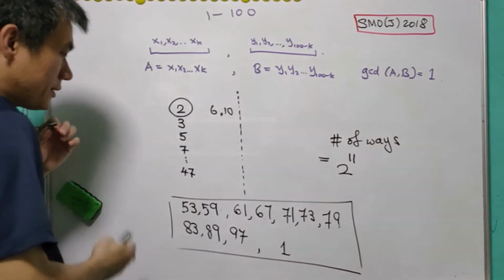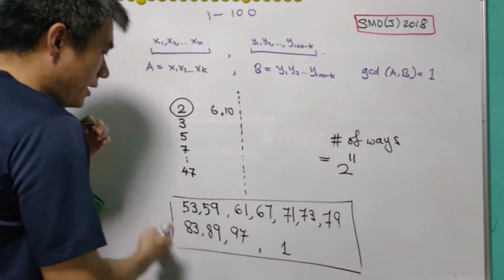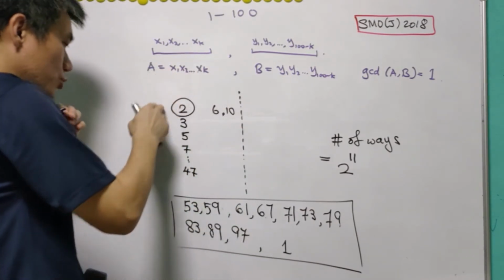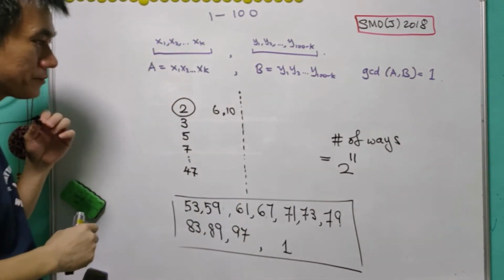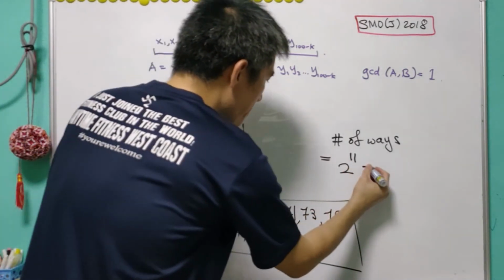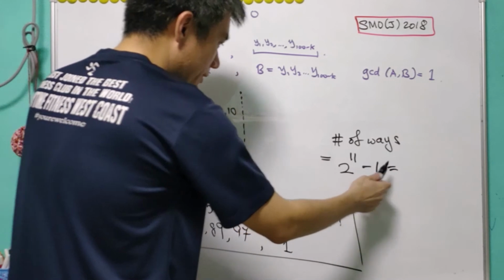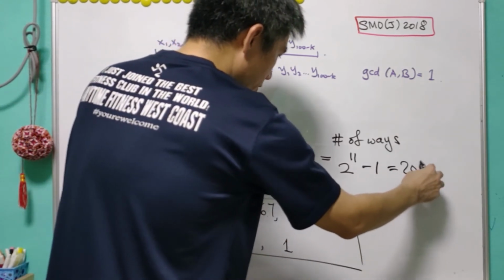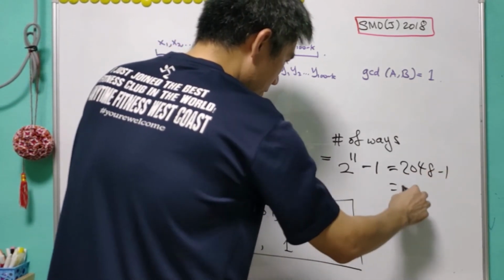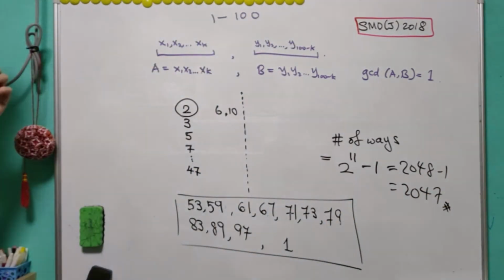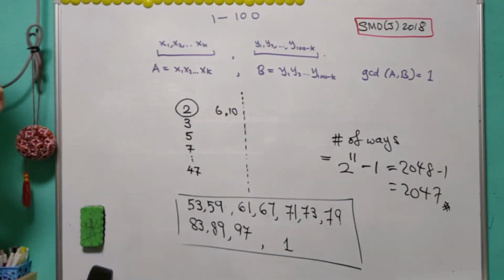But we have to bear in mind that the case where all the numbers go to the same box as 2's is not allowed. And therefore, we need to minus 1. And therefore, the answer should be equal to 2048 minus 1. That is 2047. So 2047 is the answer for this question.